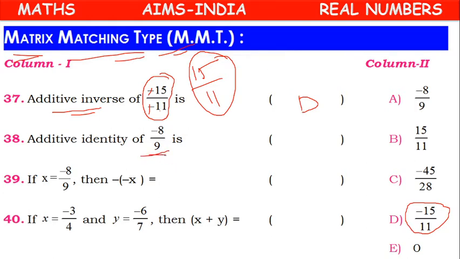Additive identity of minus 8 by 9. In addition, what is the identity element? 0. Because if we add 0, its value does not change. So the correct answer is E option, 0.